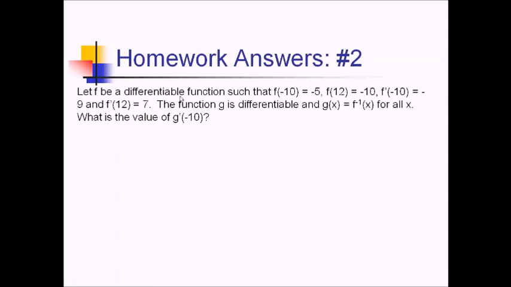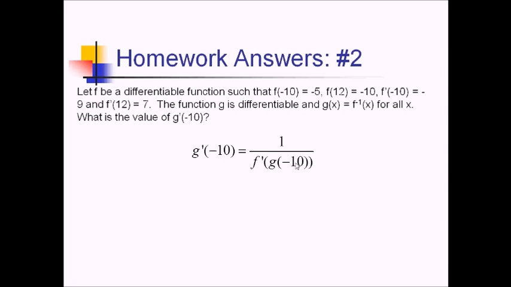For number 2, f is a differentiable function with these function values and this derivative value. The function g is differentiable and g equals f inverse of x. So g and f are inverses. We want to know the value of g prime of negative 10. So we're going to use the inverse formula for this. g prime of negative 10 is going to equal 1 over f prime of g of negative 10.